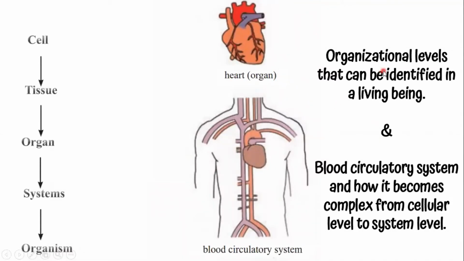These are the organizational levels that can be identified in a living being: cell first, then tissue, then organs, then systems, and finally organism. Here we can see the blood circulatory system and how it becomes complex from cellular level to system level. This is the organ and this is the blood circulatory system.